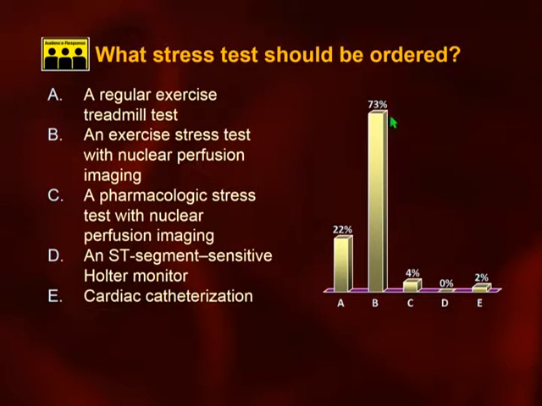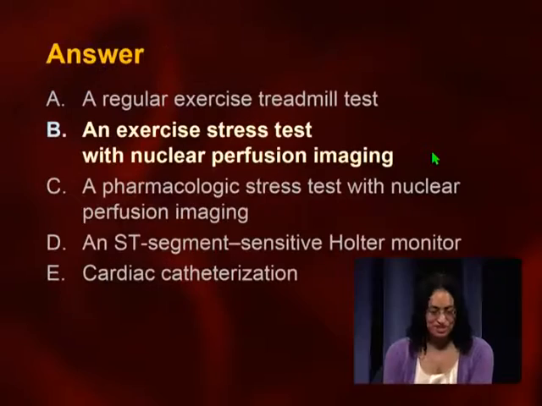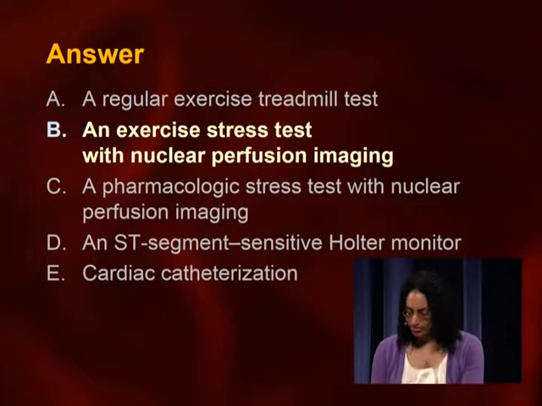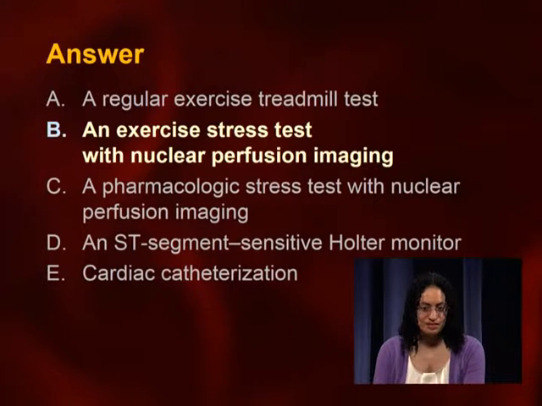The majority of you all got this right, but we had a little bit of a split here with the regular exercise treadmill test. The correct answer is B, an exercise stress test with nuclear perfusion imaging. Remember, the patient had LVH on the baseline ECG, and that's going to make the ECG so uninterpretable during exercise that you're going to have to add imaging. So that's the main reason you're going to get the nuclear perfusion imaging.